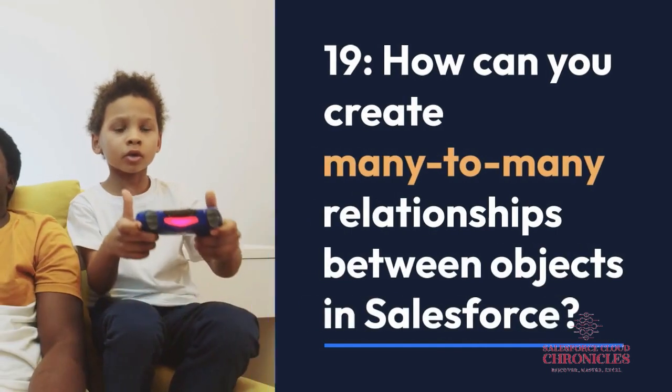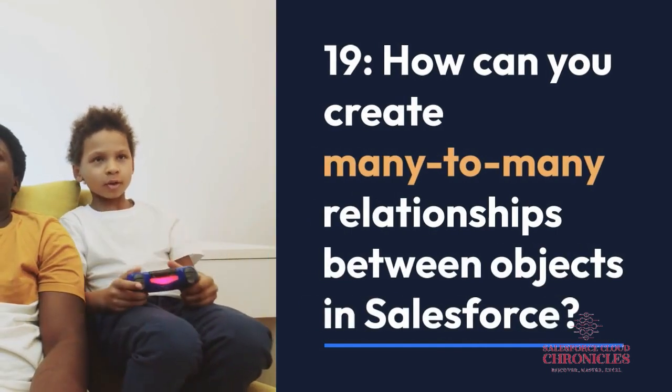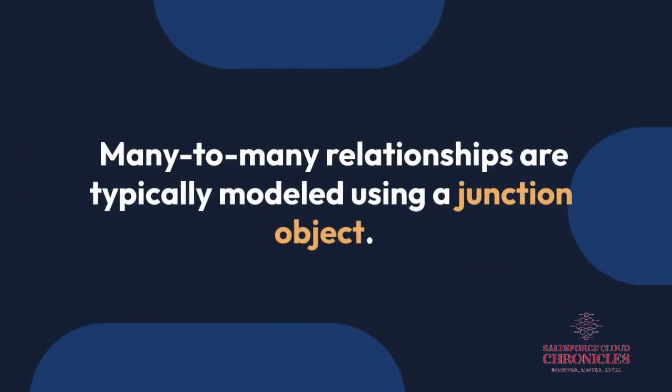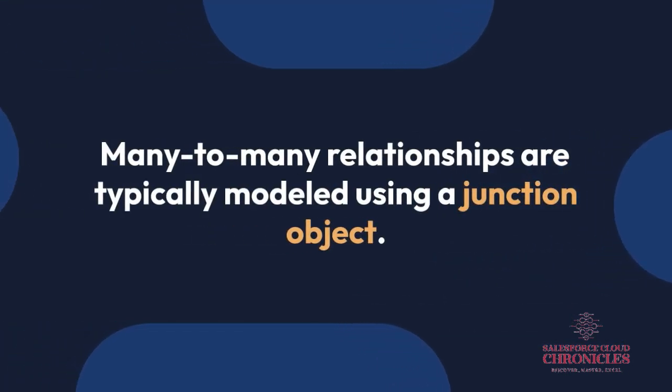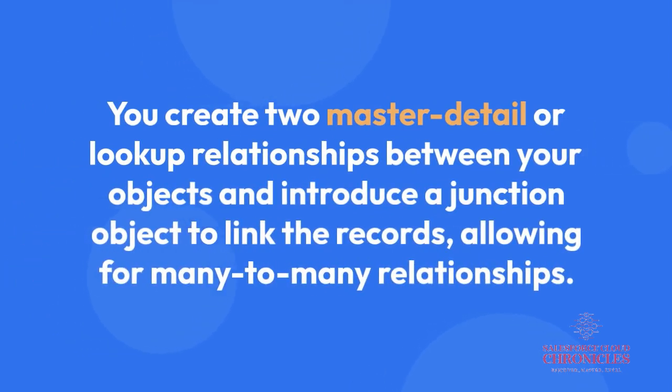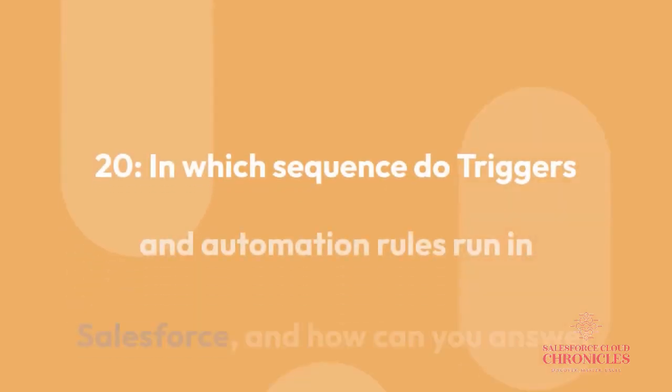Question 19. How can you create many-to-many relationships between objects in Salesforce? Many-to-many relationships are typically modeled using a junction object. You create 2 master detail or lookup relationships between your objects and introduce a junction object to link the records, allowing for many-to-many relationships. Question 20.